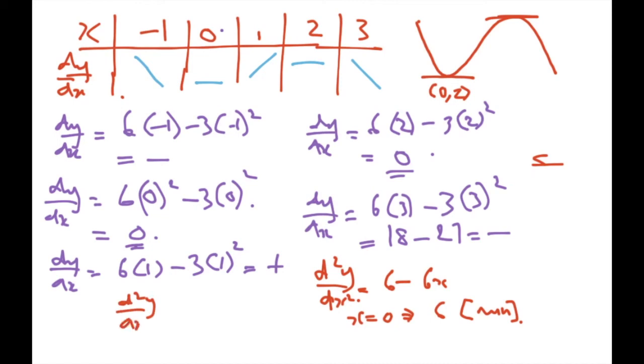And then the point over here, which is the maximum point: d2y/dx2 equals 6 minus 6x, so 6 minus 6 times 2, which is -6, and it is negative. If it's negative, that proves that it is a maximum value. So this is a maximum value when x equals 2 and y equals 6.